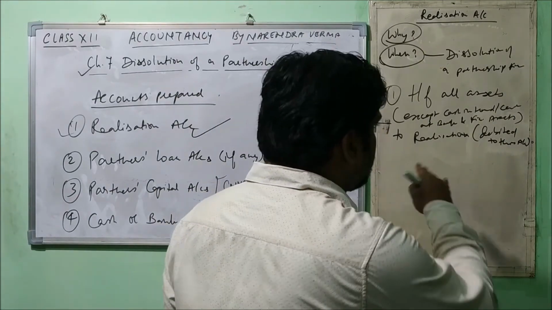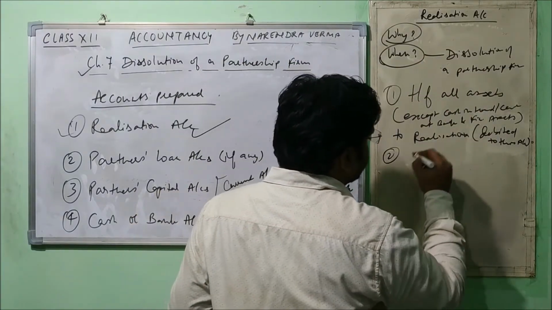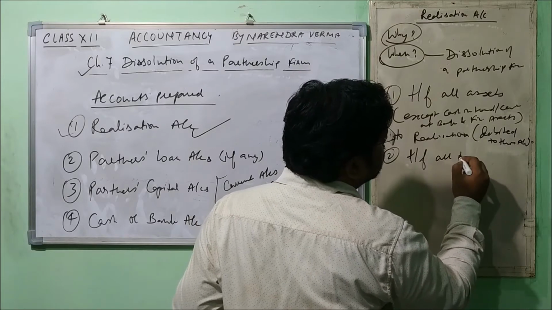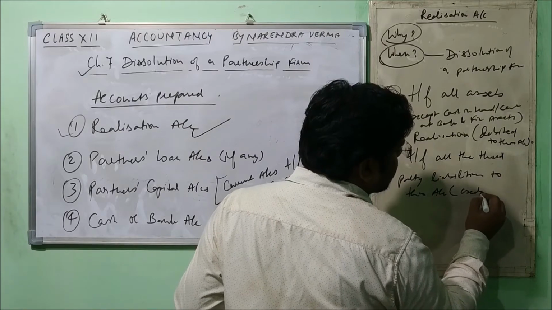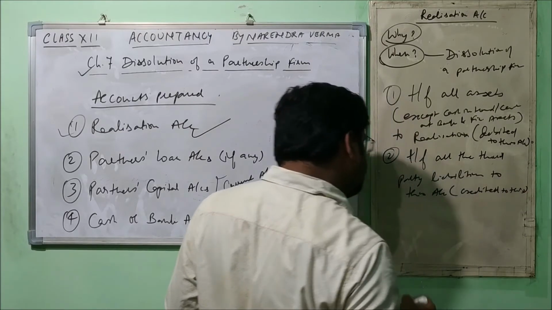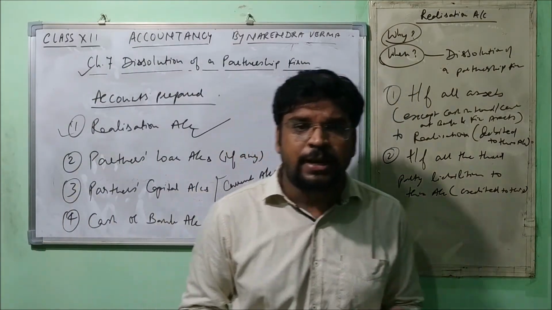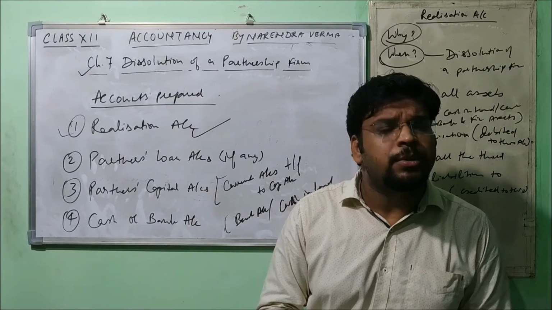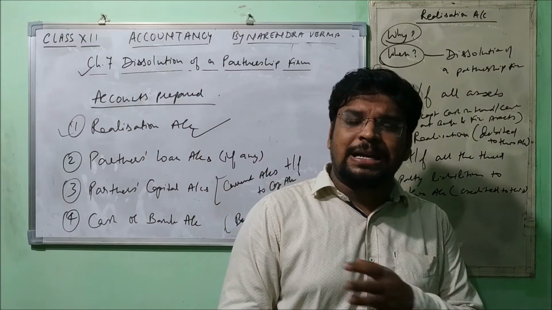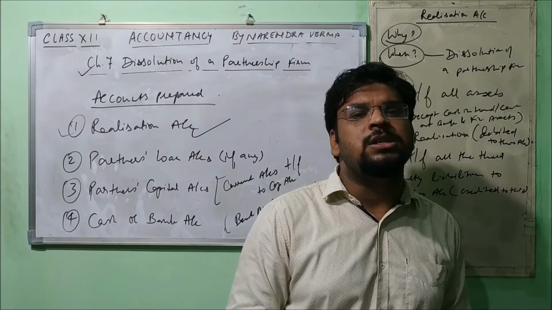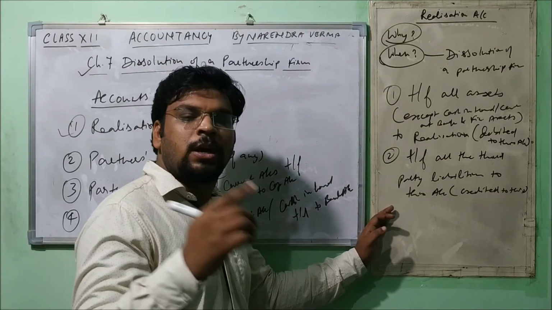We'll discuss the journal entries as well. Right now I'm just talking about the account. Second point. Similarly we transfer all the third party liabilities to this account and all are credited to this. What is the meaning of third party liabilities? First party is the firm, second party is the partner, and third party is the outside people. Bank loan, bills payable, creditors, and outstanding payments, etc. All these are the outside liabilities or third party liabilities. So these all are transferred to realization account.